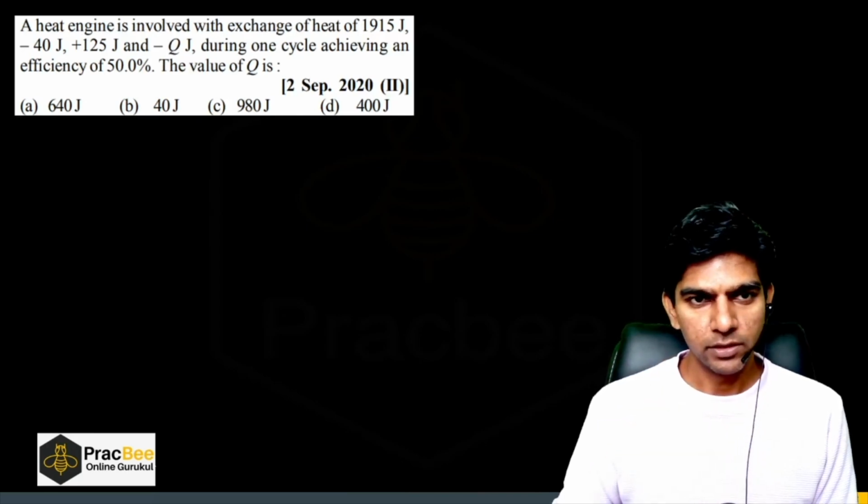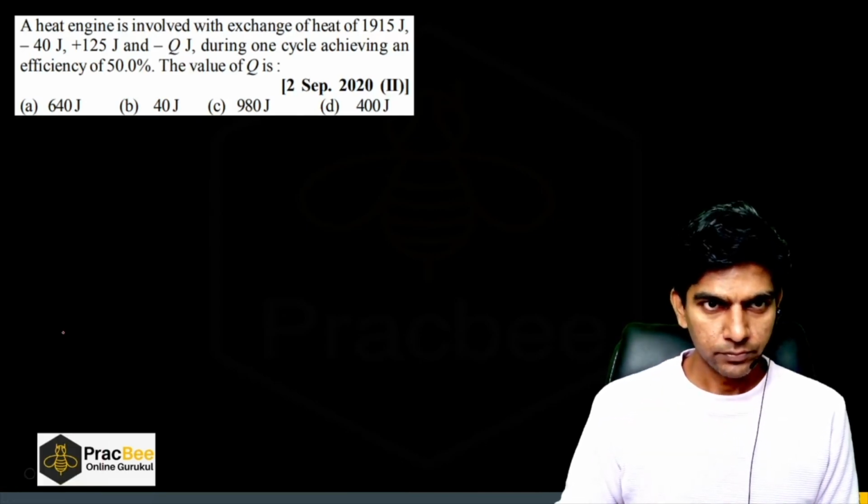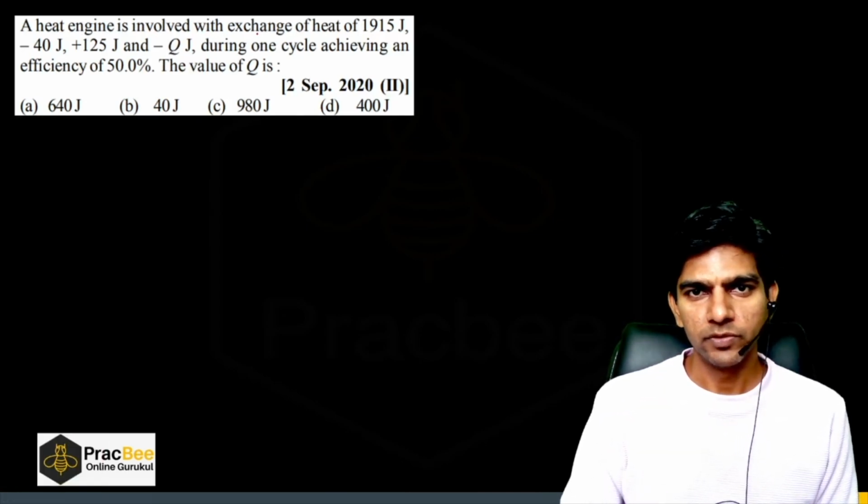Now let us see one more example. We are given a heat engine involved with the exchange of heat of 1915 joules, minus 40 joules, 125 joules, and minus Q joules during one cycle, achieving an efficiency of 50%. Find the value of Q.